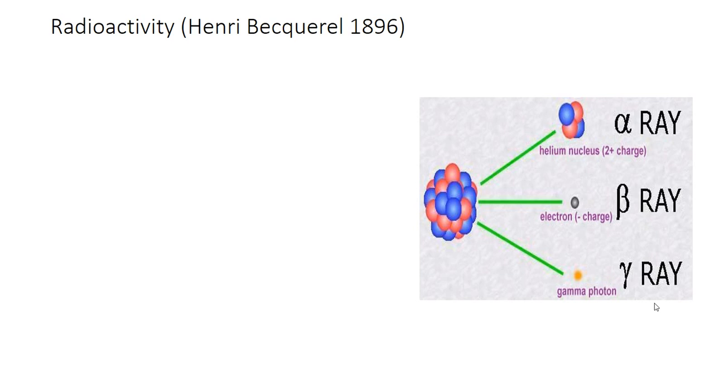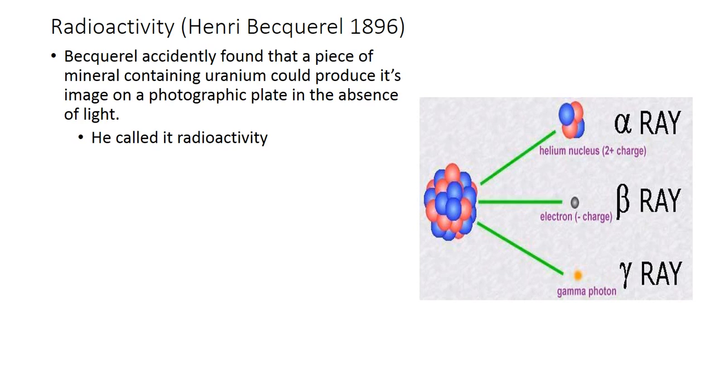The understanding of the atom was also accelerated by the discovery of radioactivity, because by that time everyone was saying, alright, the atom is a plum pudding. But later experiments and the discovery of the alpha particles, the beta particles, the gamma rays, in general the discovery of radioactivity, helped us understand more about the atom. Becquerel accidentally found that a piece of mineral containing uranium could produce its image on a photographic plate in the absence of light. He called that radioactivity.